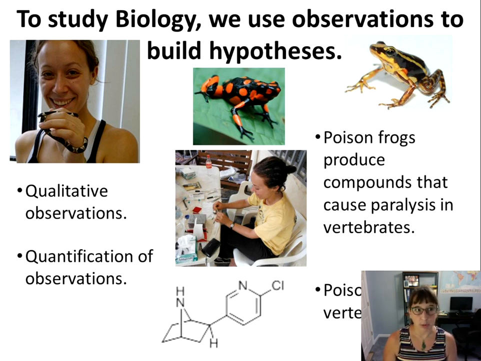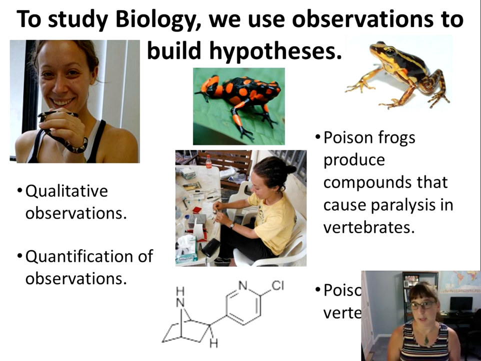She is a faculty member at the University of California at Berkeley, and she is interested in studying these frogs known as poison frogs. Based on observations from many other scientists, both qualitative and quantitative observations before her, she's made 2 summary statements. Both of these are qualitative statements. First, poison frogs produce compounds that cause paralysis in vertebrates.